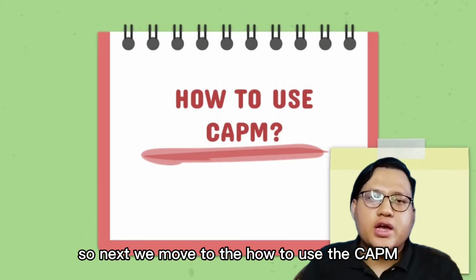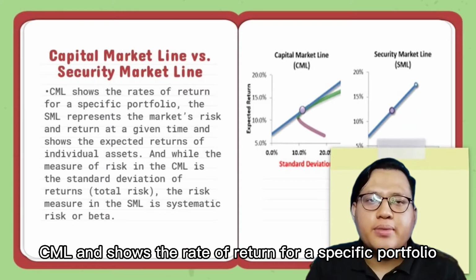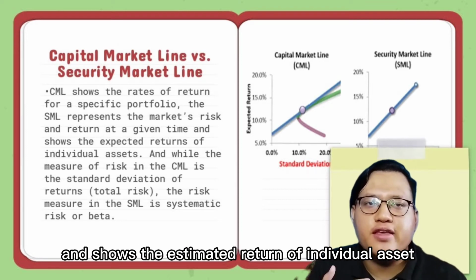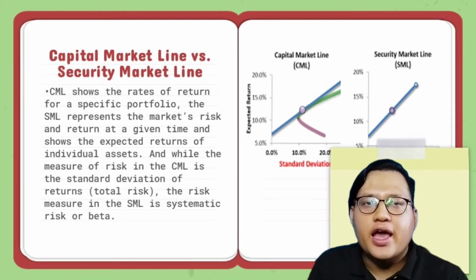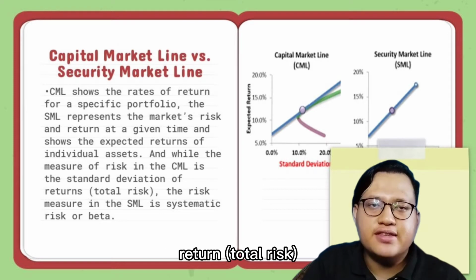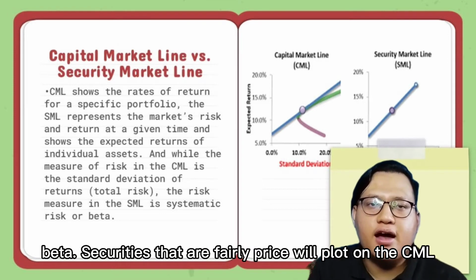Next we move to how to use CAPM, capital market line versus security market line. The CML shows the rate of return for a specific portfolio. The SML represents the market risk and return at a given time and shows the expected return of an individual asset. While the measure of risk in the CML is the standard deviation of returns, or total risk, the risk measure in the SML is systematic risk, or beta.